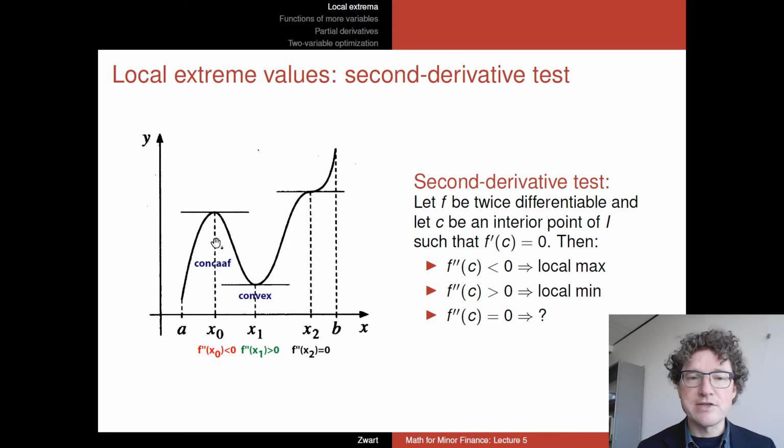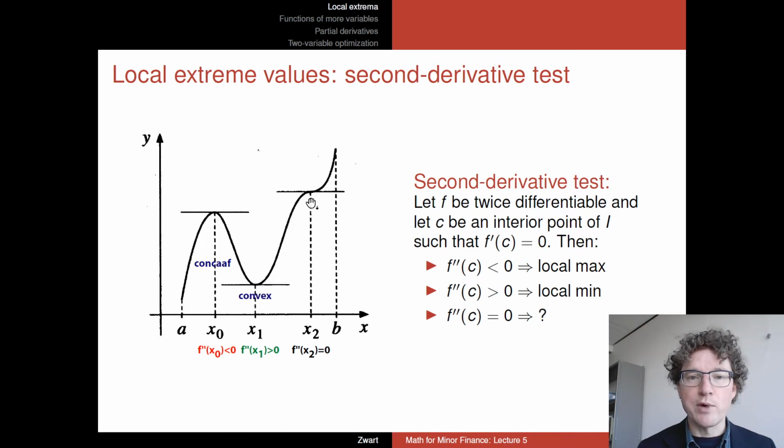then we know again this point is going to be a local maximum, and likewise at this point the second derivative is positive, f prime itself is zero, so it's a stationary point, well then we know for sure this point is going to be a local minimum.